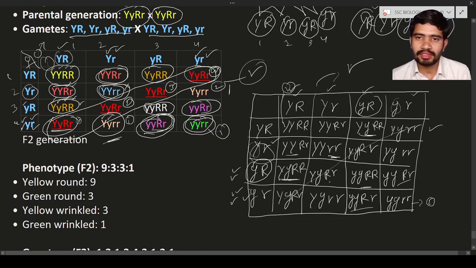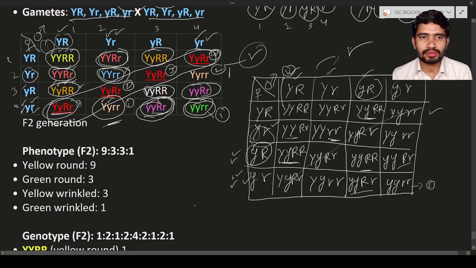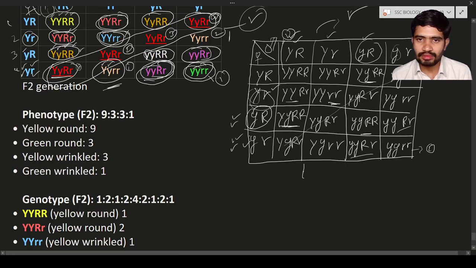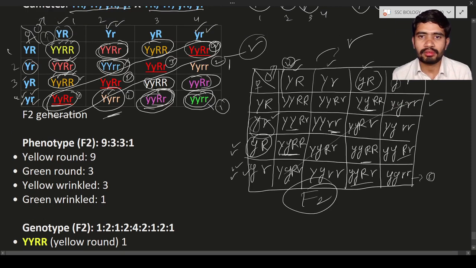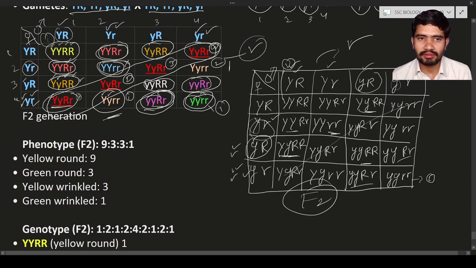With a simple trick, you can do the table within a short period of time and you can know the combination, okay. So this is the male parent, this is the female parent. So the phenotypic ratio, check the F2 generation. This is known as the F2 generation. Now see the combination: what type of gametes, and what is the shape of the seed and color of the seed.